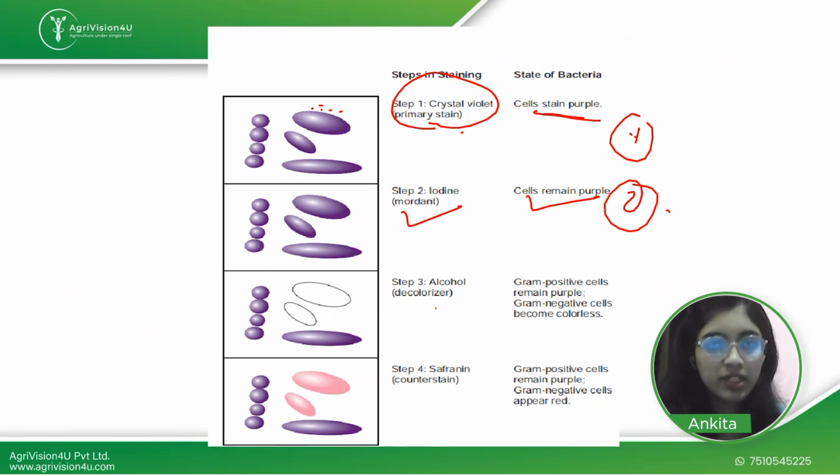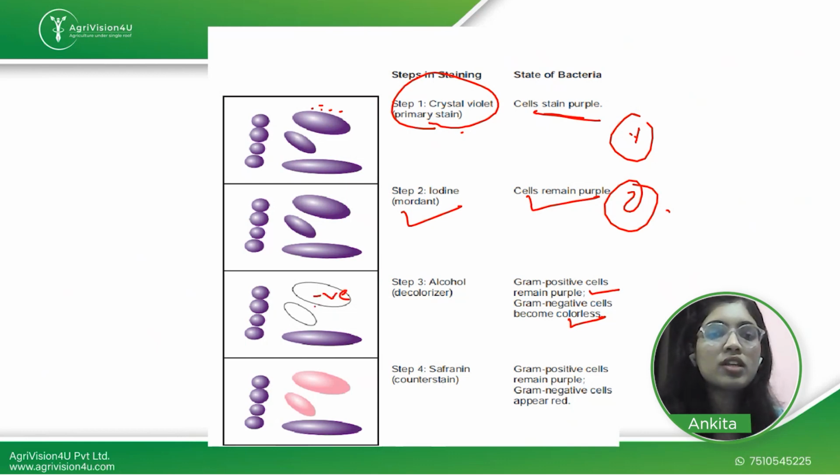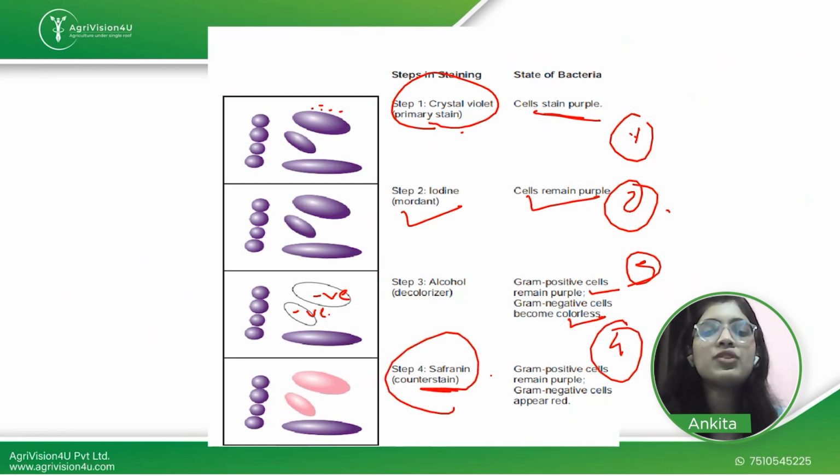In the third step, after using the decolorizer, gram positive becomes purple, gram negative becomes colorless. Why? Because the cell wall of the gram negative is thin while gram positive is thick. So a thin cell wall will lose its color more rapidly and more easily. Here you see, this is negative, this is negative, hence they become colorless, while all the positive cells are purple in color. This is the third step. In the fourth step, you apply the safranin. That will be your counter stain. When you have applied the safranin as a counter stain, your gram positive will remain purple, and negative becomes red. We have seen these two are negative. See, these are pinkish to red.